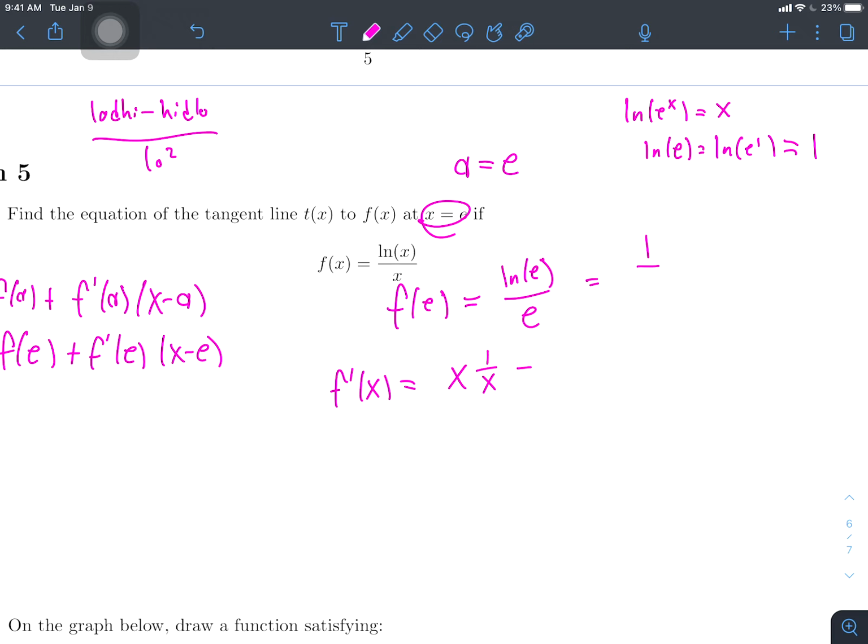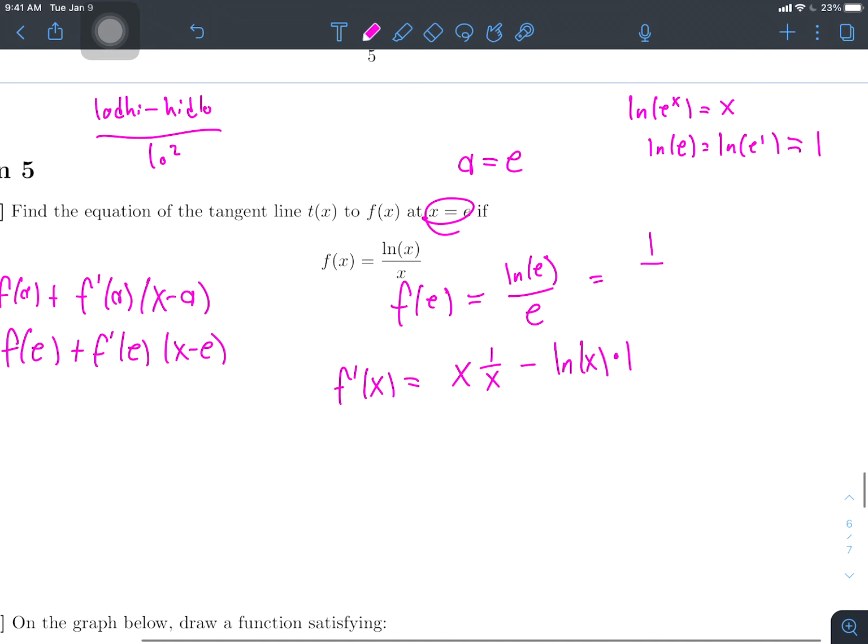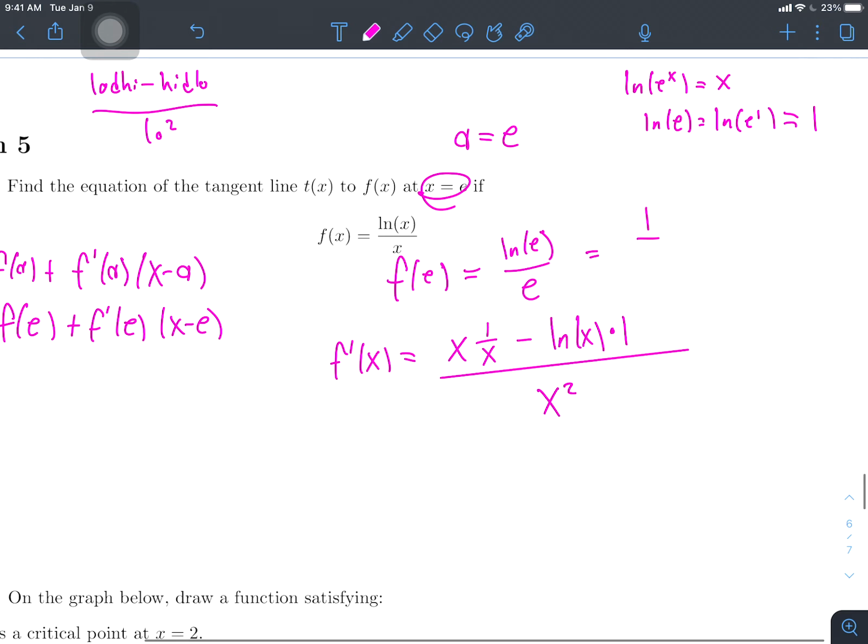Then I get a minus sign. And now I write ln of x, that's high. And I multiply that times the derivative of x, which is 1. And now I divide all of this by x squared. So if I simplify this a little bit, that's just 1 minus ln of x all over x squared.